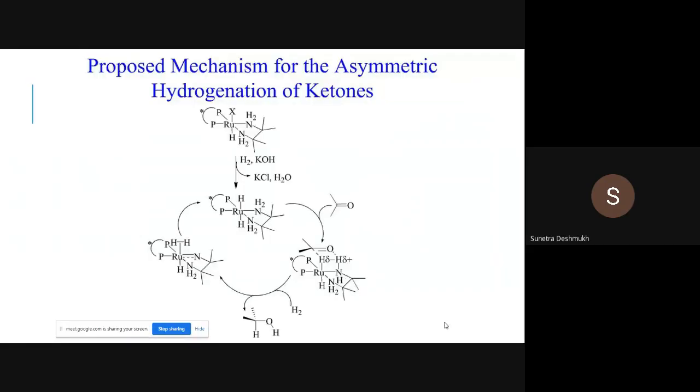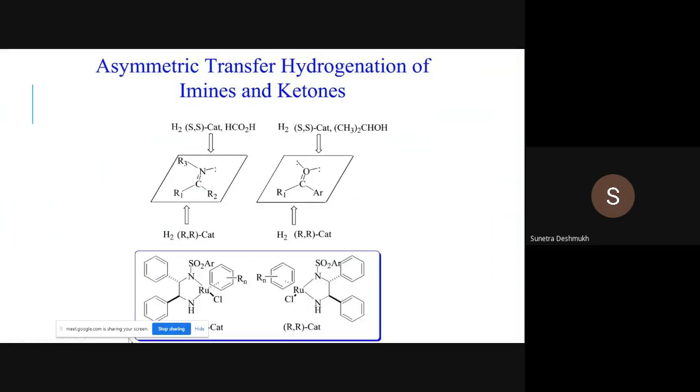After the mechanism of asymmetric hydrogenation with a diamine present as a ligand on the ruthenium, we'll move to the next example: asymmetric transfer hydrogenation of imines and ketones. Pay attention, imines and ketones. The R,R catalyst, H2 R,R catalyst, and the S,S catalyst will attack from the upper side. This R,R type catalyst will attack from the bottom side.